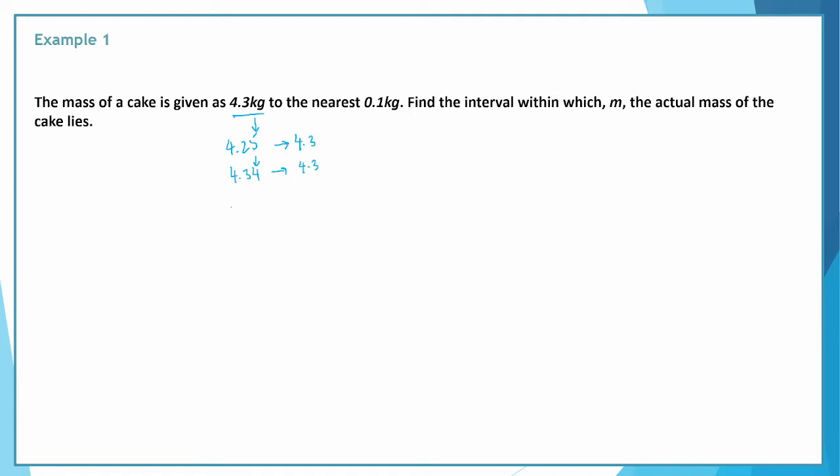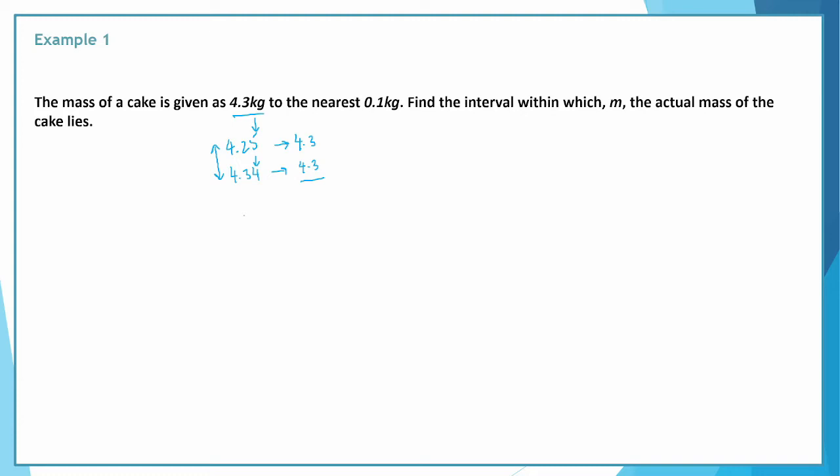So that's basically what this question is asking us to find out. What is this range of values that the actual cake can weigh so that after we round it, we end up at 4.3 kilograms? We know that if it weighs anything more than 4.25, it's going to go to 4.3, but it also has to weigh less than 4.34 to end up back at 4.3. That's one way you can work out the answer, if you're very comfortable with rounding. There's another way as well.